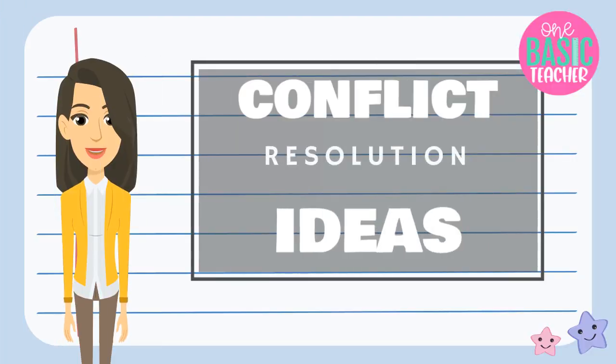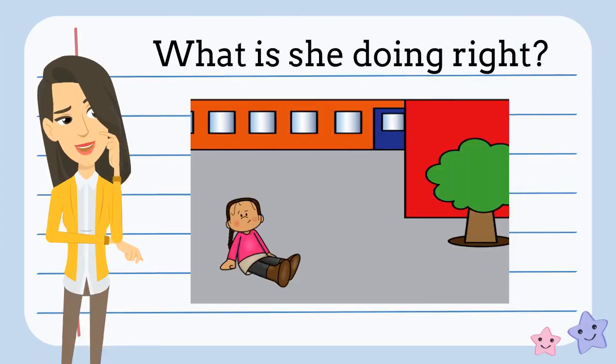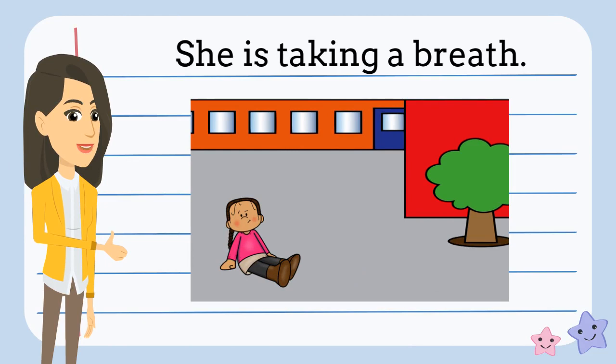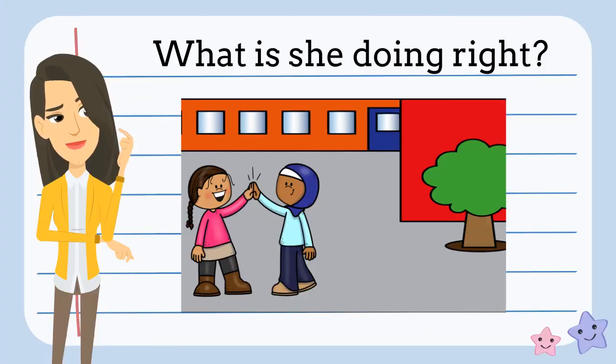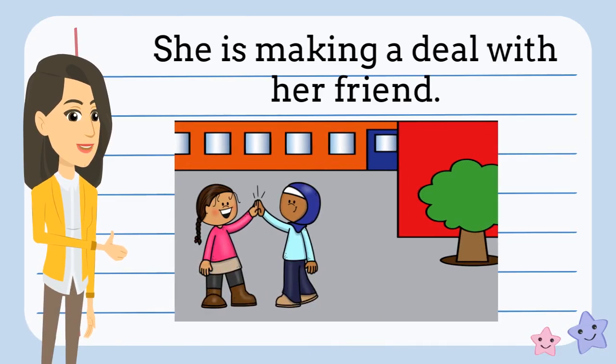Now that we've learned how to solve a problem, let's see if you can identify what the student is doing right. What do you think she's doing right? You're right. She's taking a deep breath. What do you think she's doing right? You're right. She's making a deal with her friend.